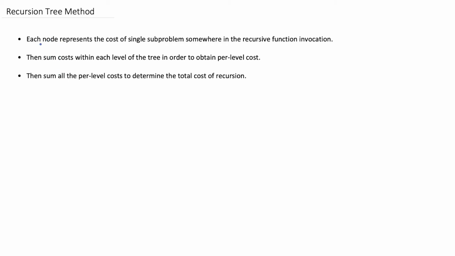The first point is each node in the recursion tree represents the cost of a single subproblem somewhere in the recursive function invocation. Then sum the costs within each level of the tree in order to obtain the per level cost. So we will be adding all the costs in each level of the tree, and that will give us the per level cost. Then we will add all the per level costs in order to determine the total cost of recursion. We will discuss this using an example.